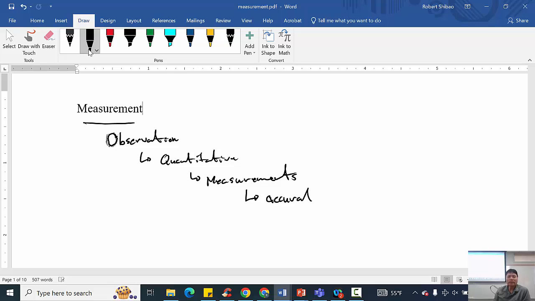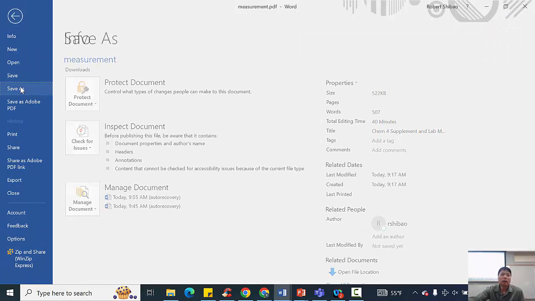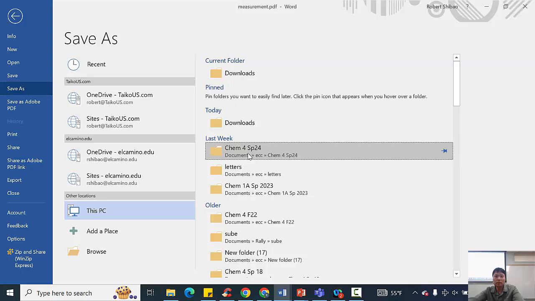What are accurate measurements? Can somebody tell me what accuracy refers to? Let me do something here. Okay, does somebody have a good definition for accurate or accuracy? We want to take an accurate measurement. No? All right. Well, let me just save this.